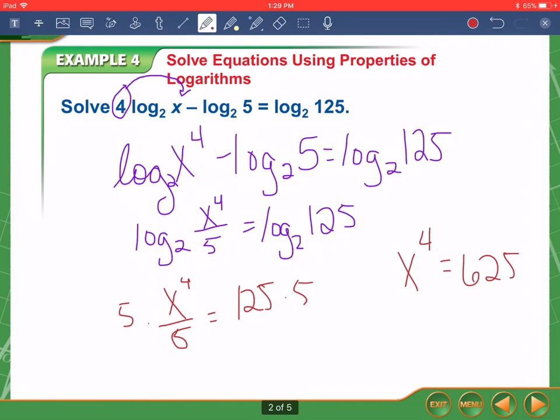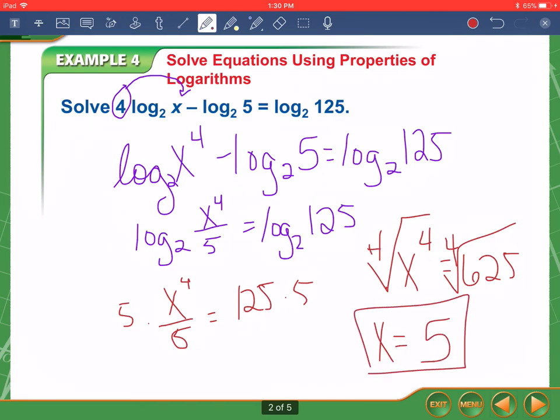So x to the 4th equals 625. To undo that, I'm going to take the 4th root of both sides. So x equals, the 4th root of 625 is 5. So I get that x equals 5. So it's putting everything together now.